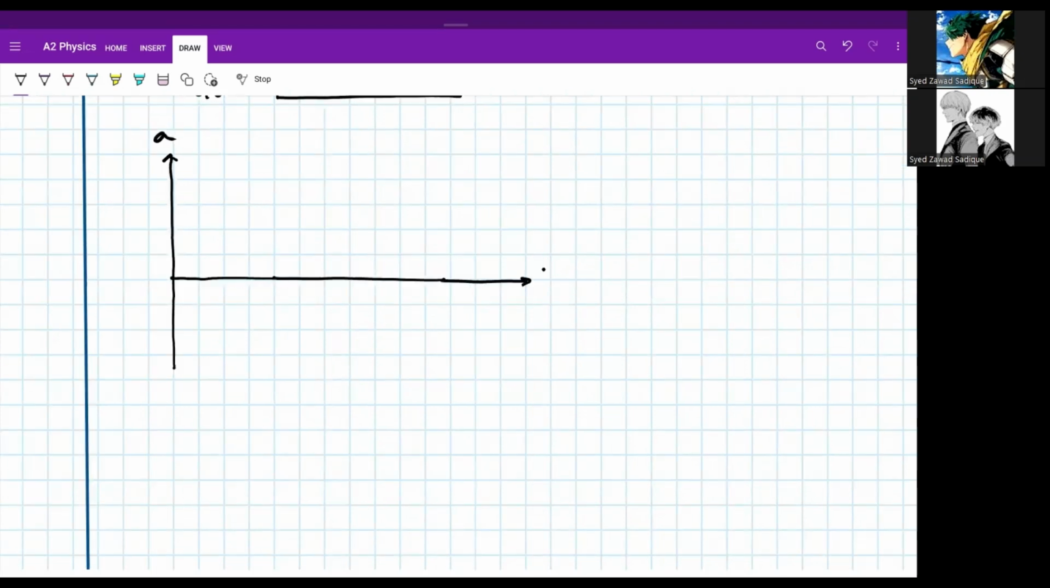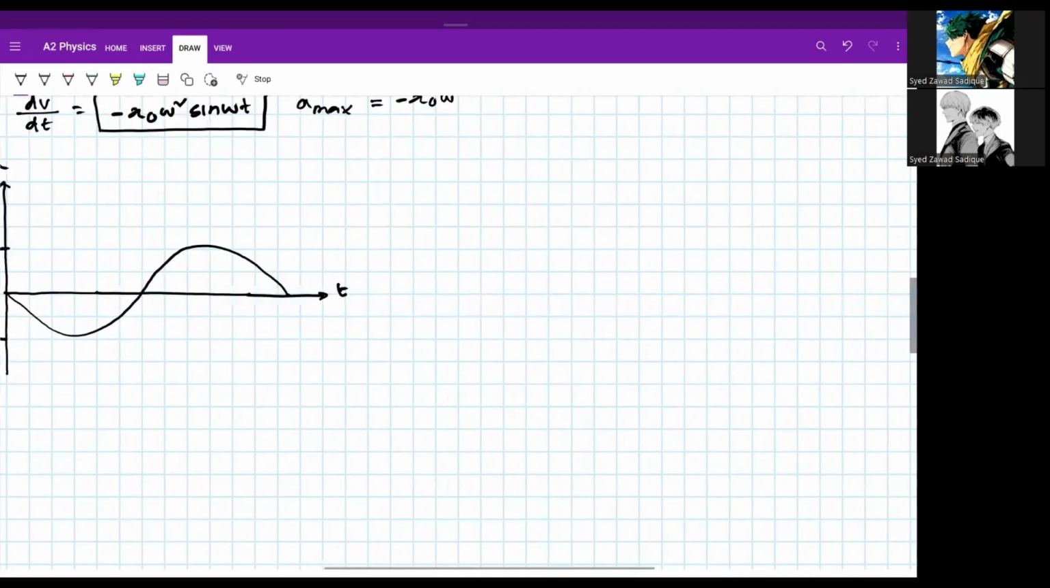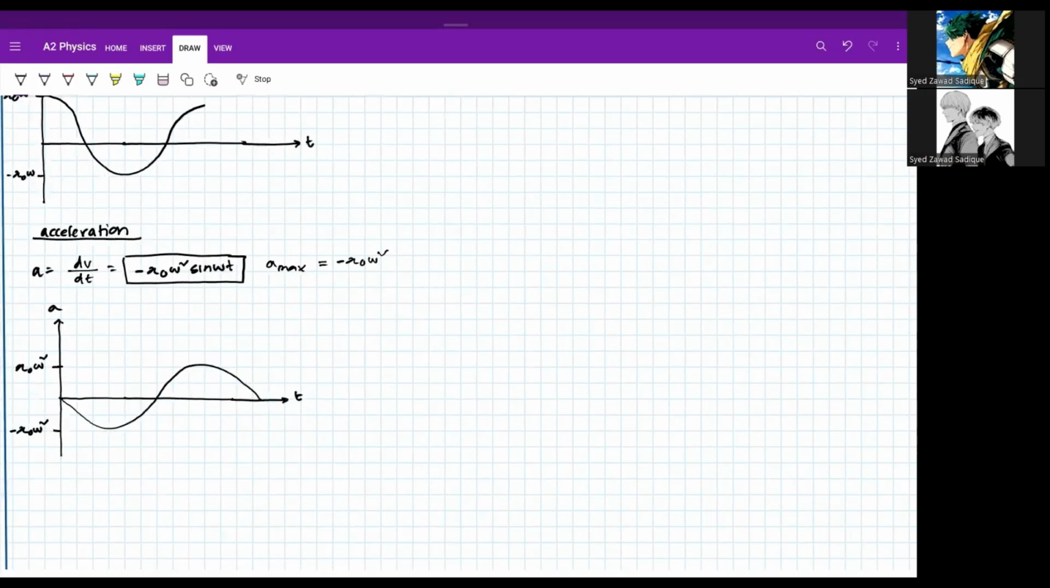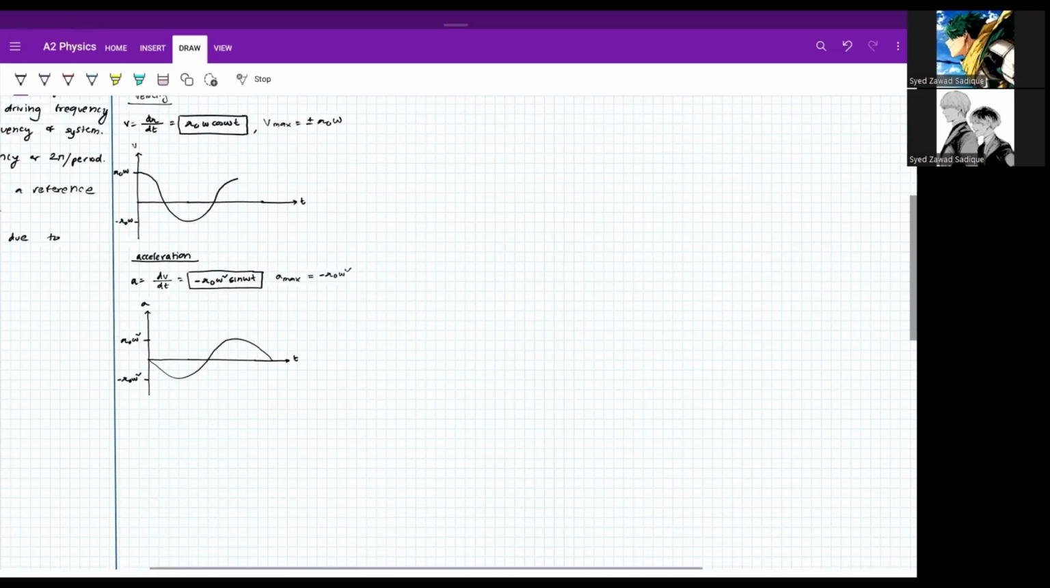So the acceleration time graph looks something like this. A sine graph in the opposite direction, where this is x naught omega, this is minus x naught omega square. Now for the three graphs.